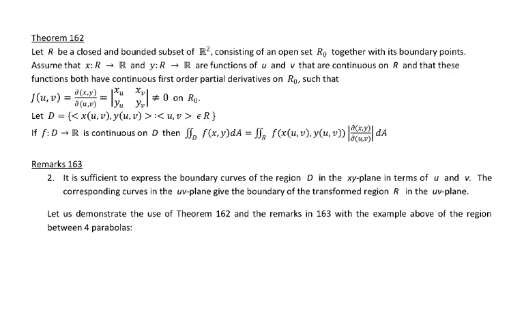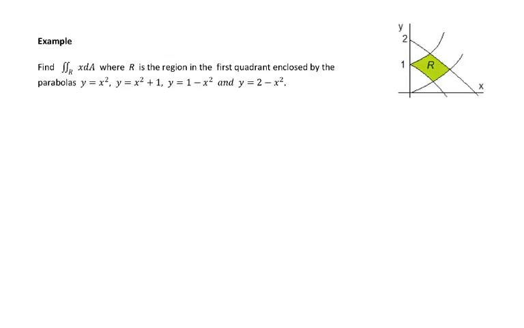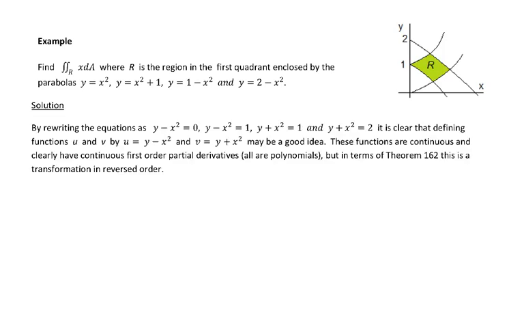We will demonstrate the use of Theorem 162 and the remarks we made in 163 with the example above of the region between four parabolas. We will calculate the double integral over R of x dA, where R is the region that we previously described. We first rewrite the equations to get the following equations. y minus x squared equals 0, y minus x squared equals 1, y plus x squared is 1, and y plus x squared is 2.